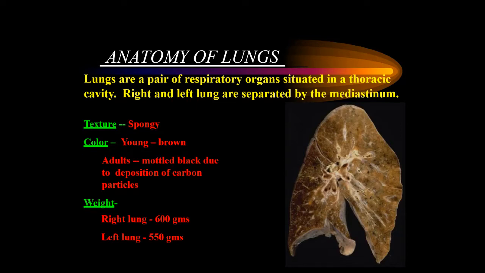Texture: it's spongy. Color: young lungs have a brown color. In adults they are mottled black due to deposition of carbon particles. The weight of the right lung is about 600 grams, the left lung about 550 grams.